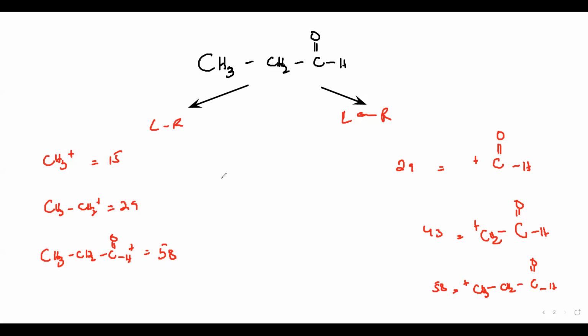So what are the peaks we'll get? 15, 29, it can be for this one or the other one. So 29 is common. And then there will be 43. And at the last, it will be 58. So these are the 4 peaks in the mass spectrum of this 3 carbon compound. So it is propanal. So in propanal, we'll get 4 peaks, 15, 29, 43 and 58.